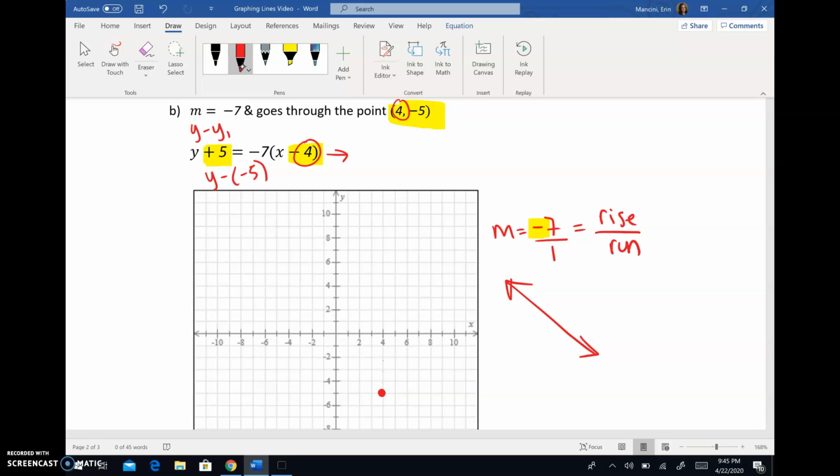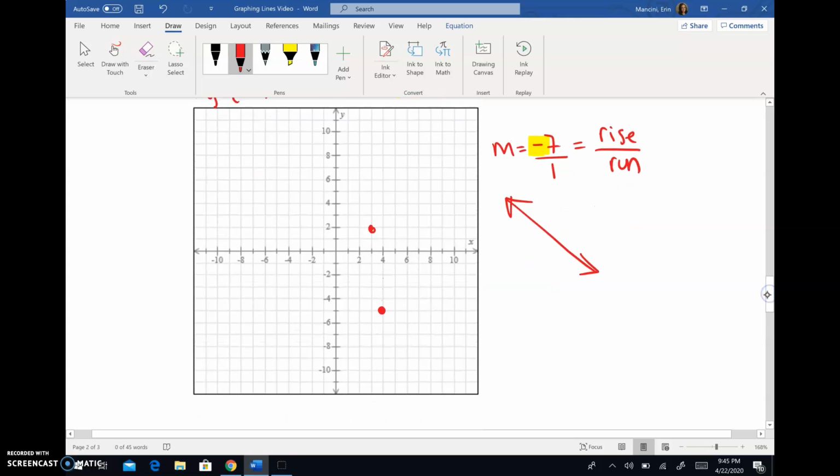Okay, so there's a couple different ways you can do this, but in one direction you have to go negative. So I could go up 7, 1, 2, 3, 4, 5, 6, 7. And then I can go in the negative direction 1. Right, this would make it decreasing. You can also go down 7 to go in the negative direction. 1, 2, 3, 4, 5, 6, 7.